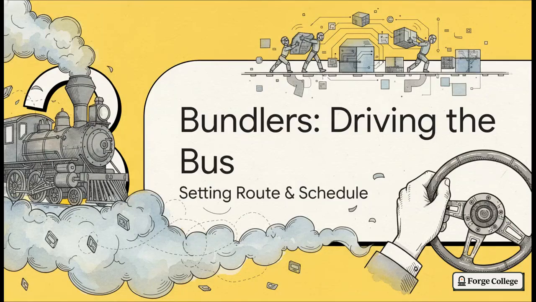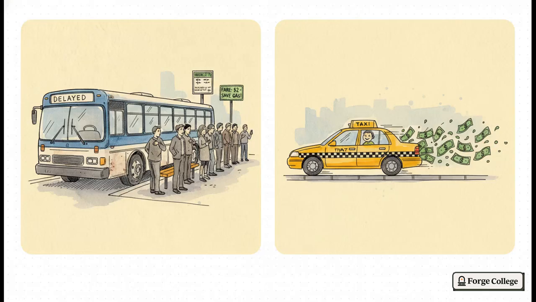All right, Section 3, bundlers driving the bus and setting the route and schedule. As a developer, you face a major dilemma. What kind of service are you actually running? Are you a commuter line? If so, you wait for a large batch to form.